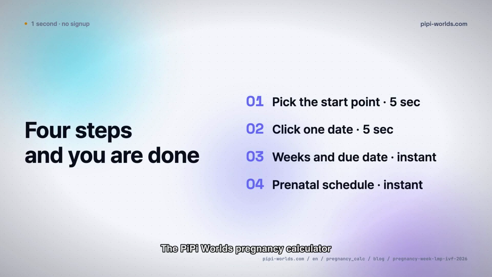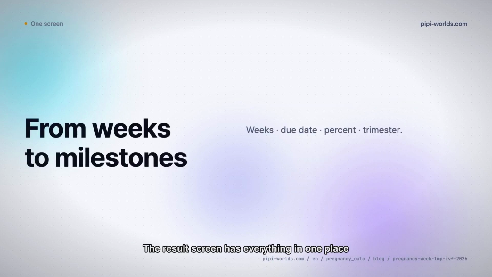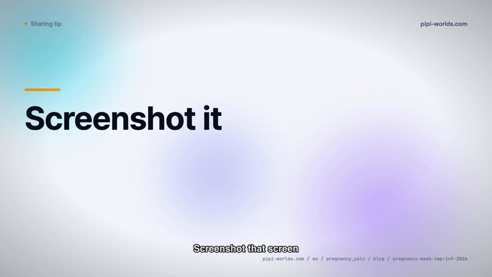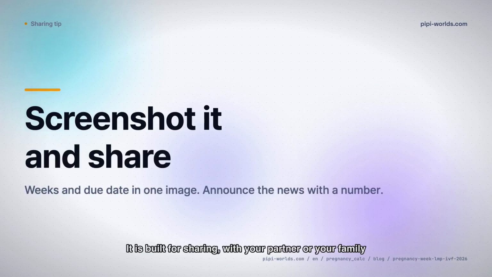The PiPi World's pregnancy calculator gives you the result in 1 second, no sign up. 4 steps. Pick your start point, click one date in the calendar. Read your weeks and due date, and check the prenatal schedule right below. The results screen has everything in one place. Your current count, like 12 weeks 3 days, the estimated due date, the percent of the pregnancy completed, your trimester, and the next milestone. Heart tones, fetal movement, anatomy scan, the moments worth waiting for. Screenshot that screen. It is built for sharing with your partner or your family. When you announce the news, you can say exactly how far along you are, with a number, not a guess.